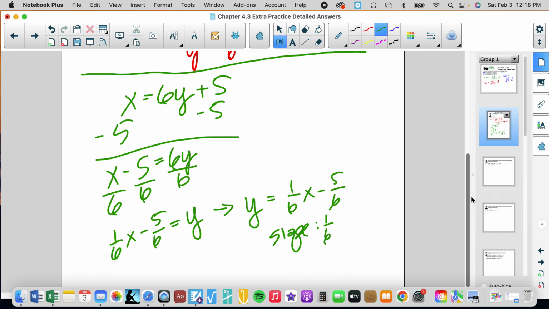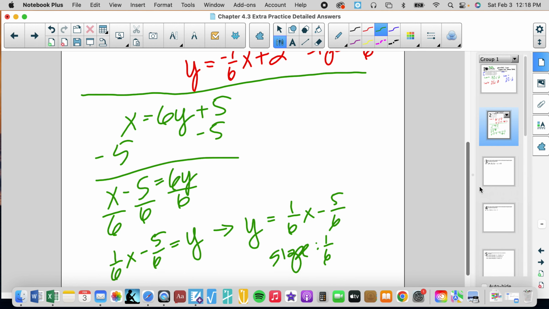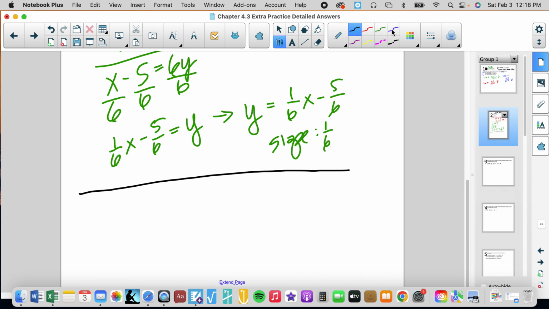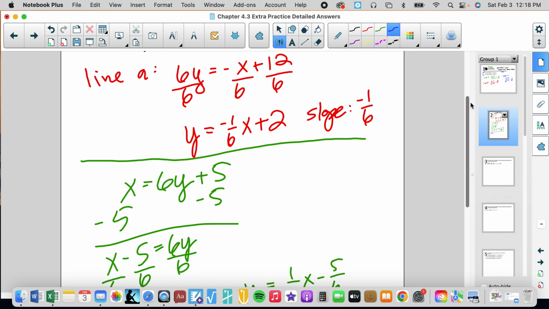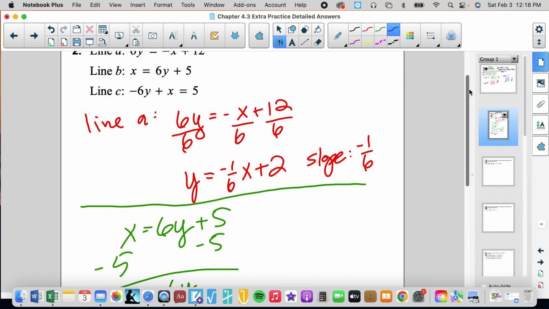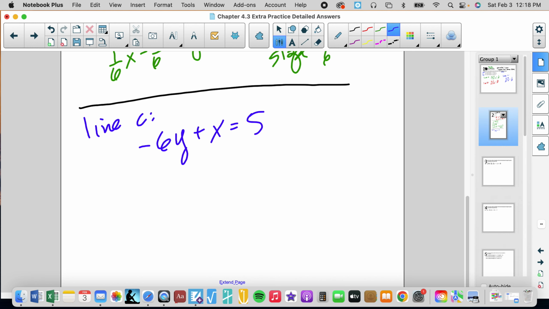Checking, making sure that's what we did correctly. We moved the 5 over. Did I write the equation correctly? Yes, good. So that is a correct slope. Let's do line C. Line C's starting equation is negative 6y plus x equals 5. And that's going to be interesting. So we're going to isolate for y. Let's get the x over there first. Negative 6y equals negative x plus 5. Let's divide by negative 6.